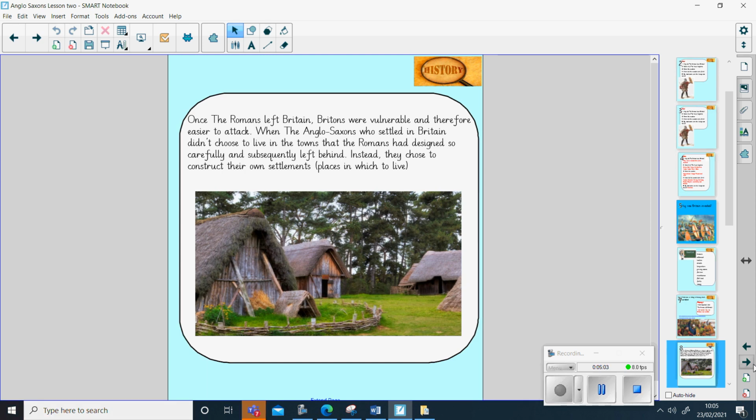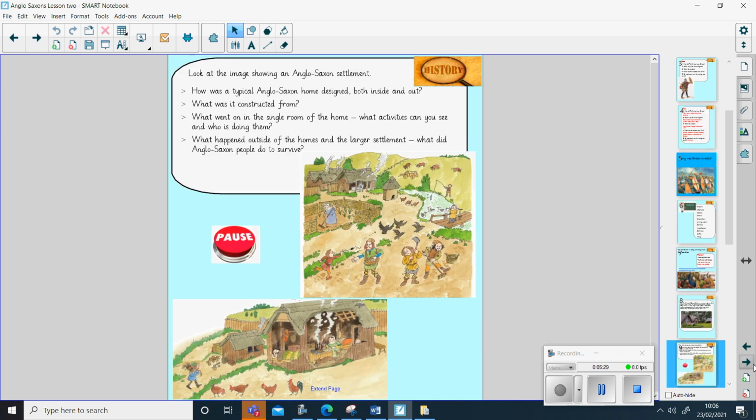Let's have a look now at what happened when they got here. So we know that once the Romans left Britain, they were very vulnerable. We heard in that first video that they were easy to attack. But when the Anglo-Saxons came and settled in Britain, they didn't live in those amazing towns that the Romans had built. Instead, they built their own settlements, their own places to live, and we're going to look at what they looked like.